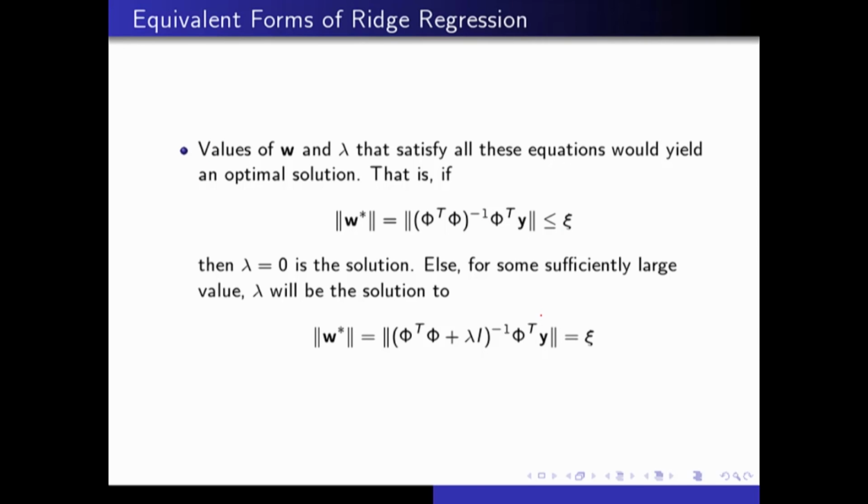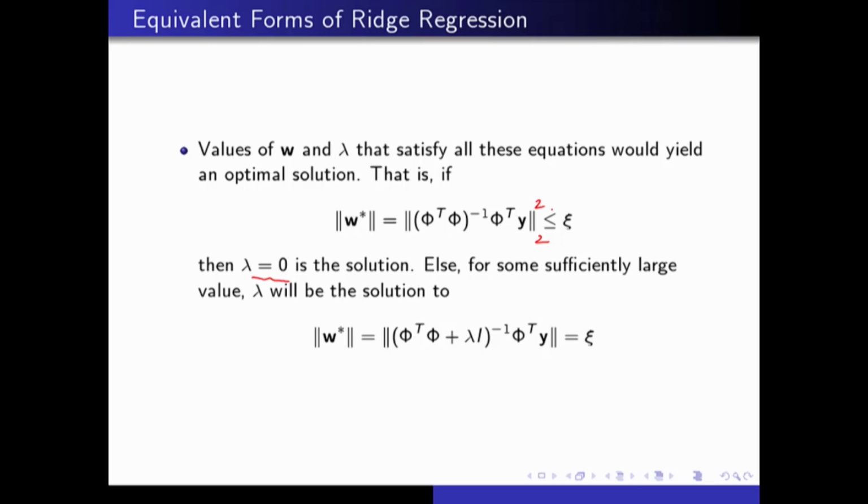Well, will such a lambda exist? Here is a simple argument. Suppose with lambda equal to 0, you get W star as phi transpose phi inverse phi transpose y, and you compute its norm squared and find that it's actually less than or equal to xi. Then you already have a solution, which means the ridge penalty lambda turned out to be 0 for the specific choice of xi.